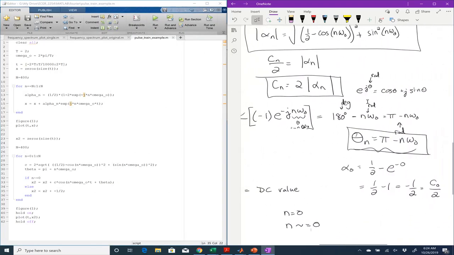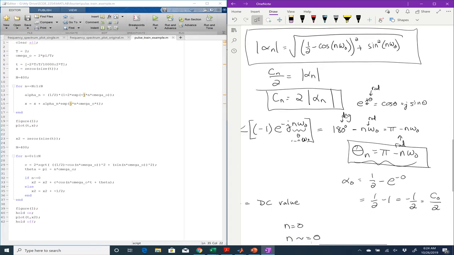All right, and let's go through and look at the code that we wrote. So down here, I did my code. So I created a new vector, x2. And I'm going to do this for 400 harmonics. In this case, my loop goes from 0 to 400. I don't need to include the negatives now because I have a cosine function.